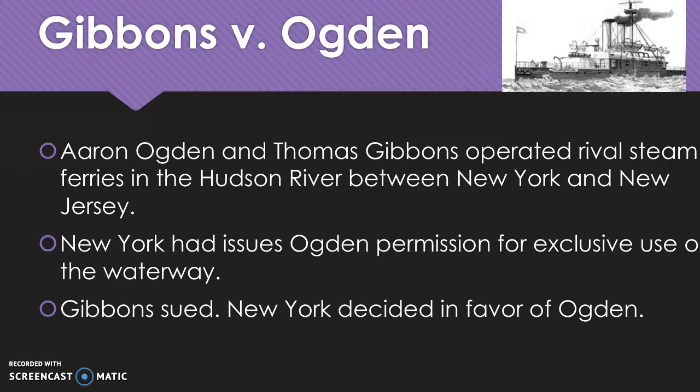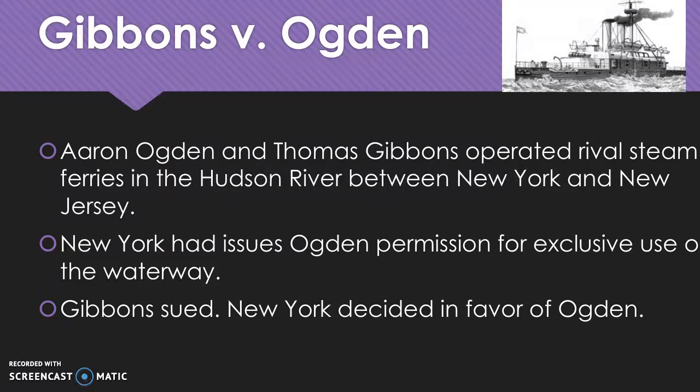So the last trial we're going to talk about on this video is Gibbons versus Ogden. Aaron Ogden and Thomas Gibbons were steamship operators. They operated ferries that crossed the Hudson River between New York and New Jersey. So right off the bat, we have interstate trade across boundaries. The state of New York gave Ogden permission to use that waterway, but the state of New York doesn't have power to give somebody from New Jersey control over that waterway. And Gibbons sues, and he argues that he has just as much right and that New York cannot regulate trade that's happening in another state.